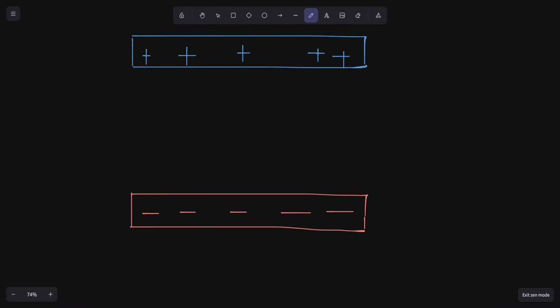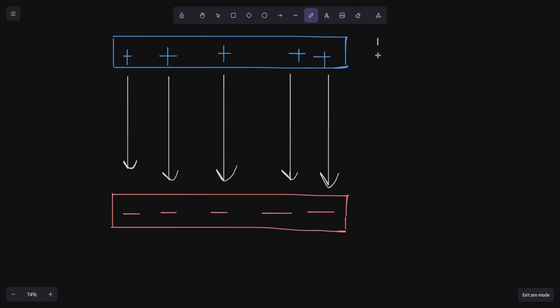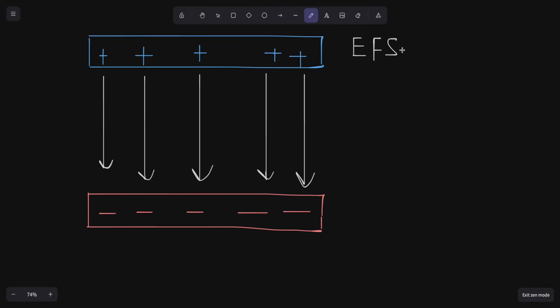Well, remember, electric field lines always point from positive to negative because a positive test charge always gets attracted to the negative thing. So it's going to look something like this. And because these two plates are parallel to each other, the electric field strength, essentially how strong this electric field is, is going to be uniform.